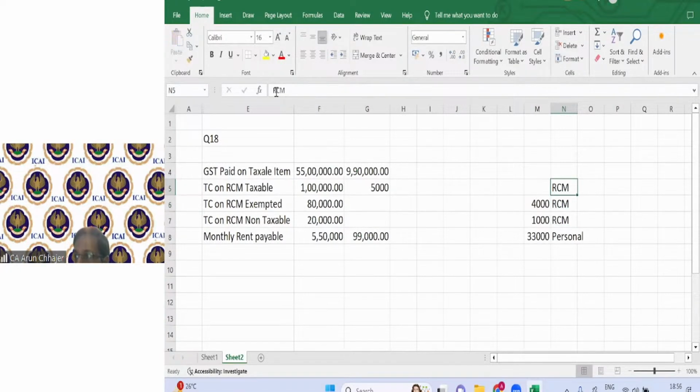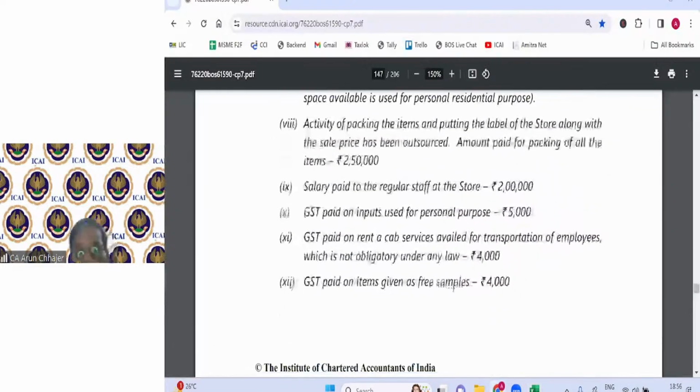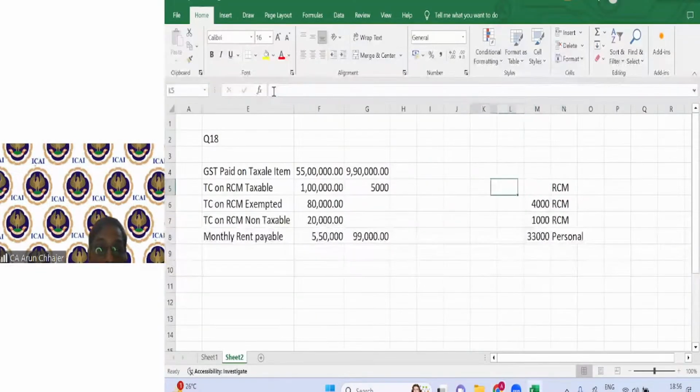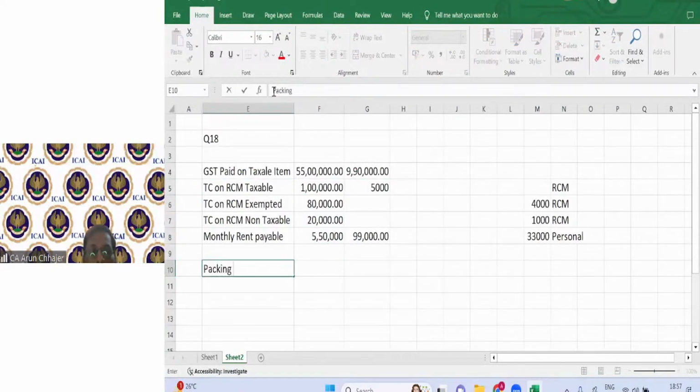So I'm putting additional information at the same place so that we can compile in the question. Now they are saying activity of the packing the item and putting the label of the stores along with the sales price has been outsourced. Amount paid for the packing is 2,50,000. Packing material 2,50,000, and how much is the ITC?